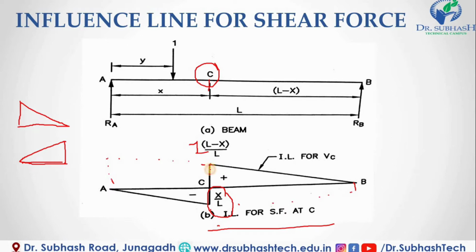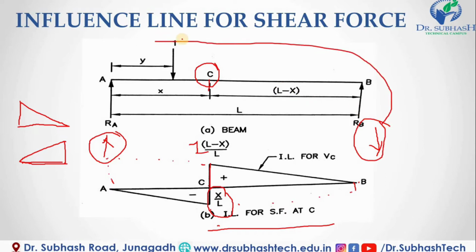So now we only focus on point C. From C to B we get the positive value of RA, and from C to A we get the negative value of RB, because RA is positive in the upward direction and RB is negative, again for the unit load. After the summation of RA and RB, what should be the value? We finally get the total unit load 1. It means (L minus X) upon L is one ordinate you have to find, and you also find the ordinate X by L.